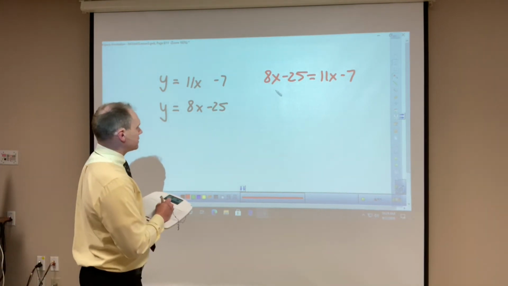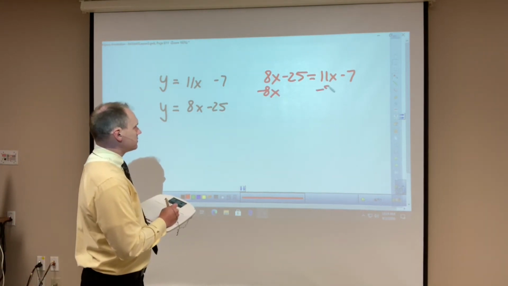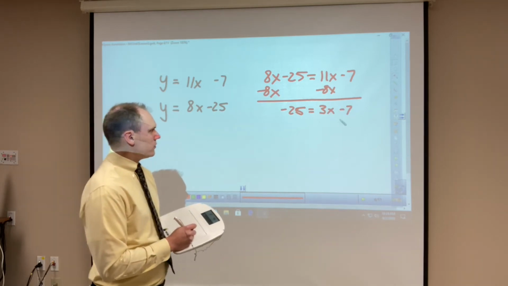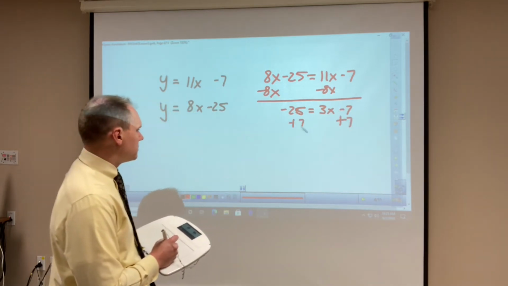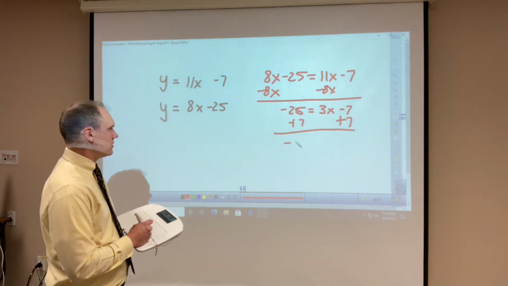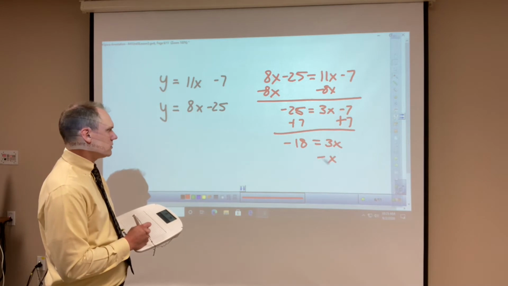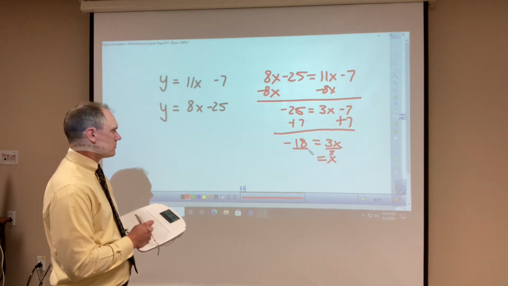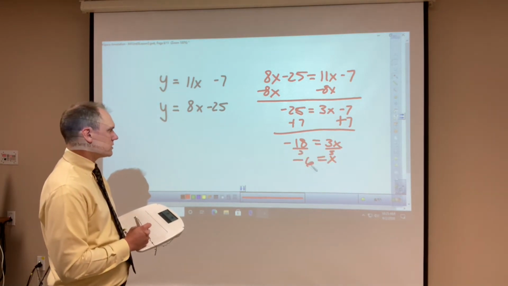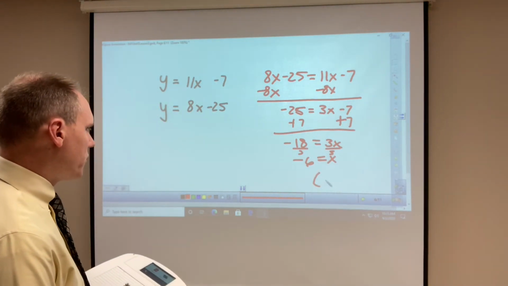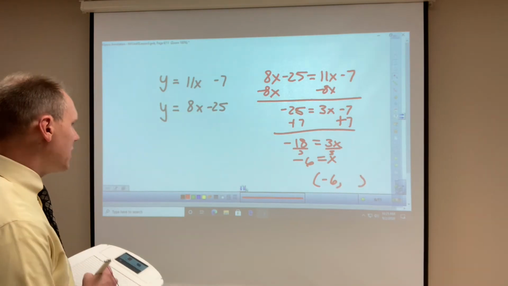So we have, let's subtract 8x on both sides. So we get negative 25 equals 3x minus 7. If we add 7 to both sides, that's going to give us negative 18 equals 3x. So x equals, if we divide both sides by 3, we will get negative 6. So x is negative 6. All right, so we have our point negative 6, comma, and we need to find the y value.